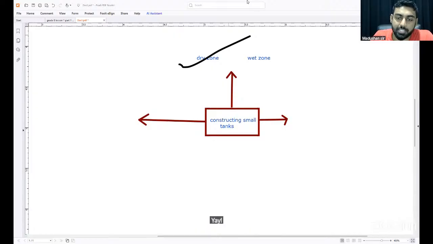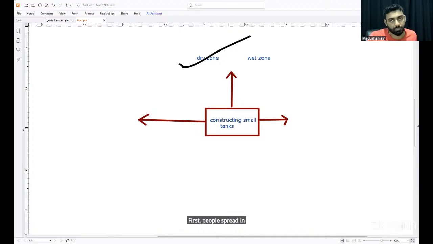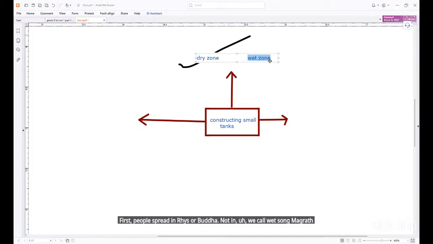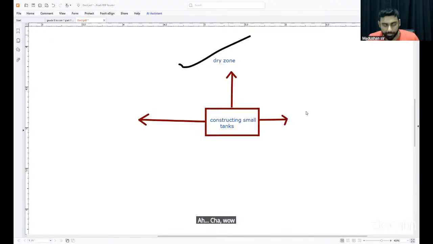Because at first they were in the Anuradhapura and Polonnaruwa Kingdoms and they were in the dry zone, and only after the downfall of the Polonnaruwa Kingdom did they move. Yeah, exactly. You are correct. First, people spread in the dry zone, not in the wet zone. That's why they needed water. If they were in the wet zone, they didn't need water. Wow, nice. Wonderful thinking.